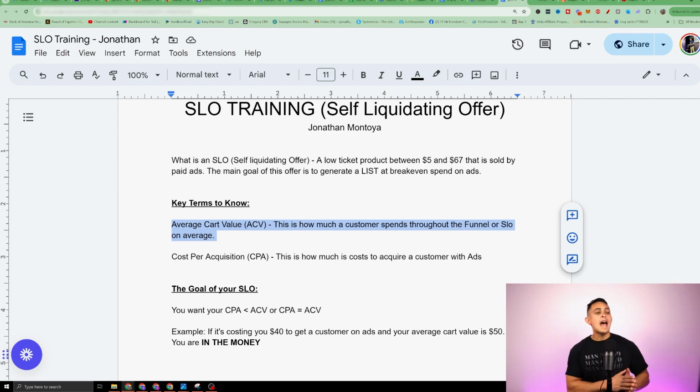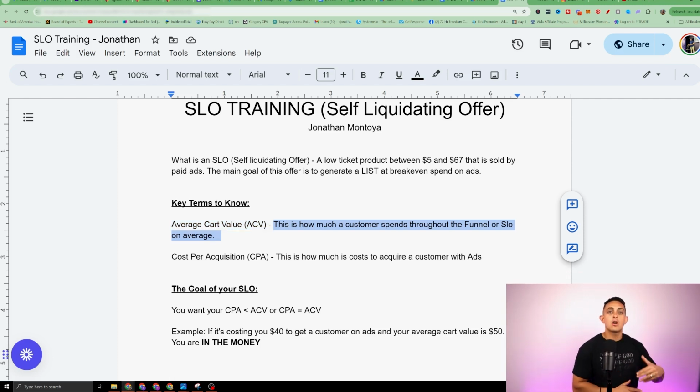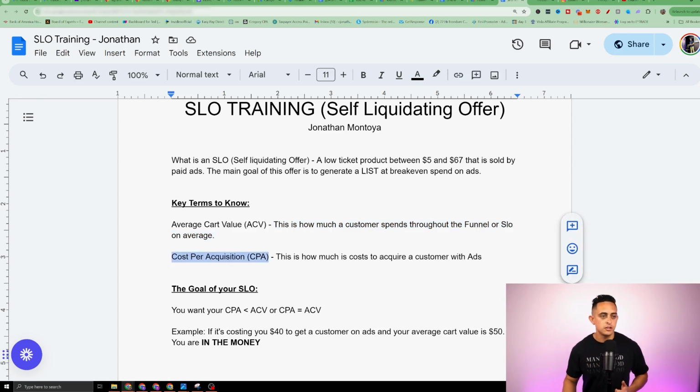So the first one is average cart value. So throughout your SLO funnel, this is how much a customer spends throughout the entire funnel or SLO. And I'm gonna show you how to figure this out with a clear example, okay? And then the next term is cost per acquisition, okay? So essentially what that means is how much it costs for someone to become a customer.